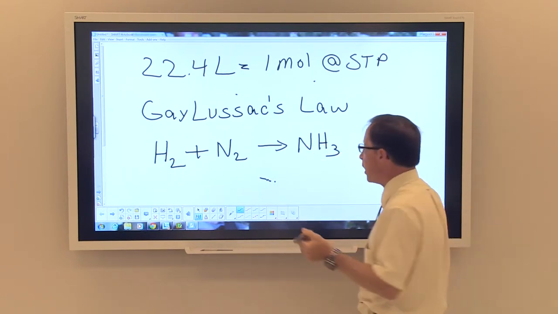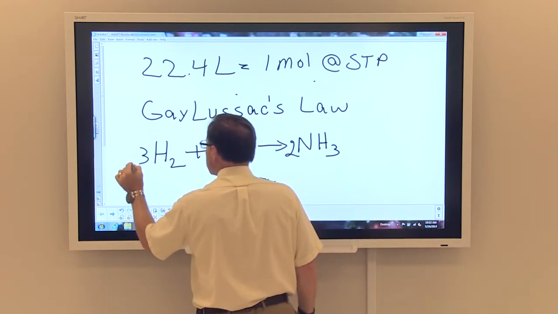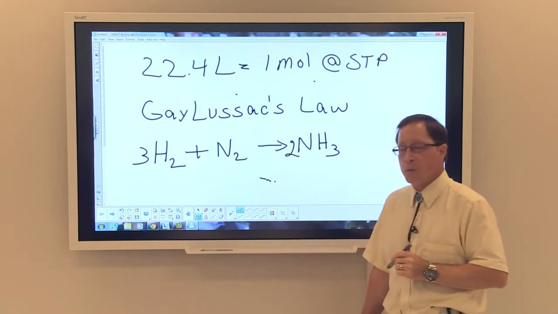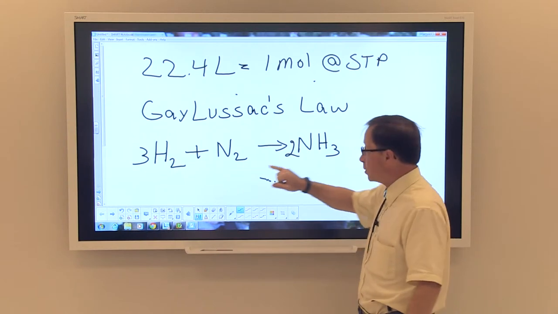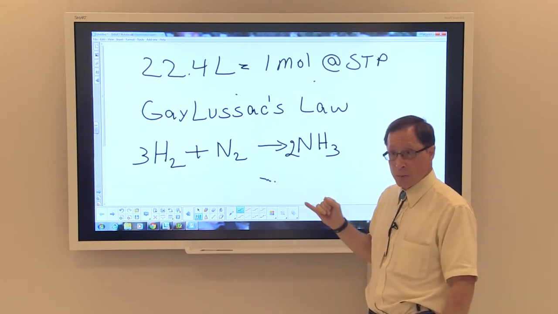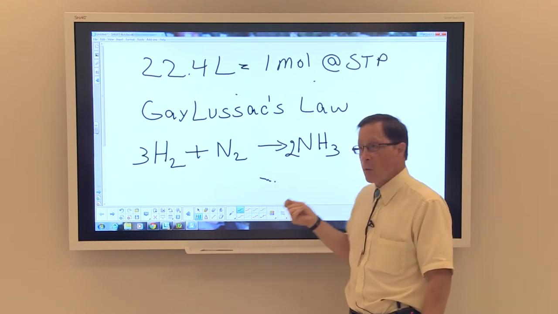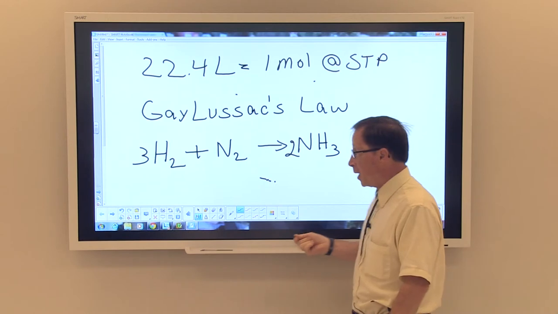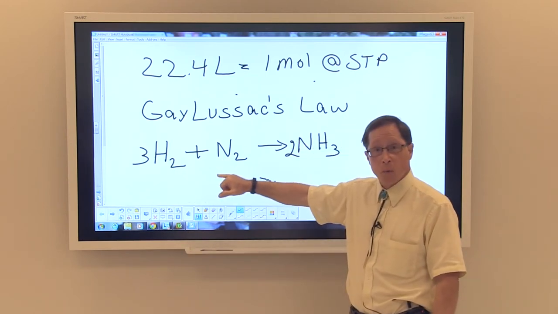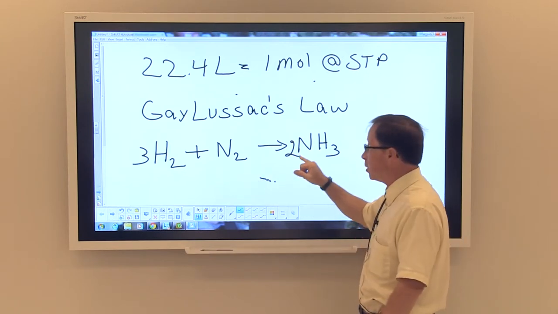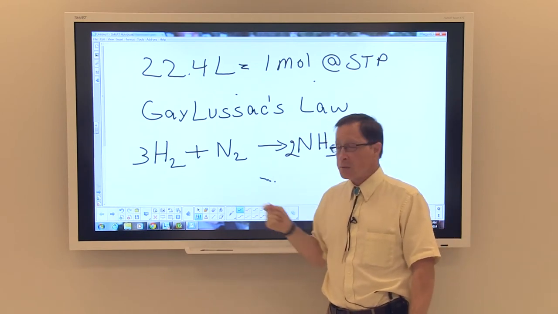If we balance this reaction, we find that we would have three hydrogens plus a nitrogen giving two ammonias. When we do this process, we can state it another way. We can say that three moles of hydrogen will react with one mole of nitrogen to form two moles of ammonia. That's the second way that we can say this.